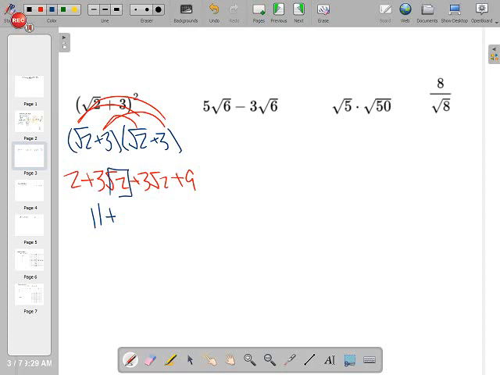And then these are also like terms. You see how they have the same radicand? That's the part underneath the square root. So since they have the same radicand, you can combine them. If you have 3 radical 2's and you add 3 more radical 2's, you have 6 radical 2's.